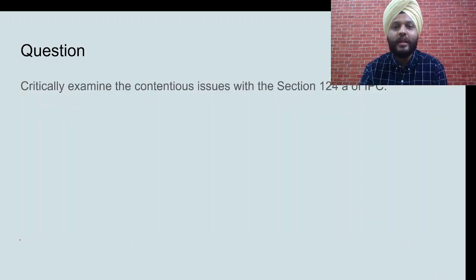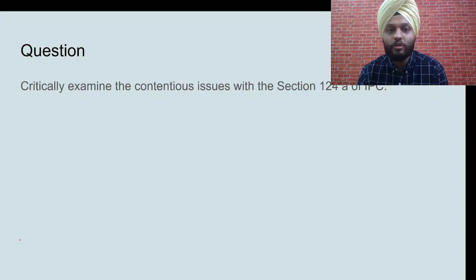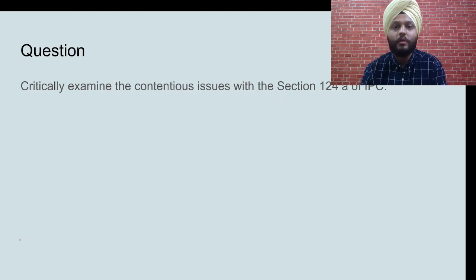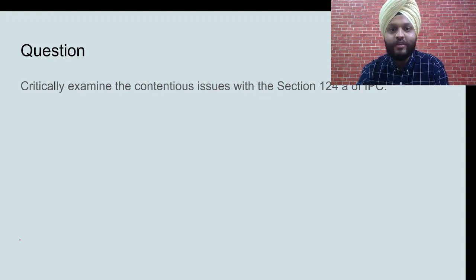So this is it. Now coming to the question with respect to UPSC Mains. It could be framed in many ways. I have chosen this: Critically examine the contentious issues with Section 124A of IPC. You can write it in 250 words because there are a lot of arguments one can give in favor and against. You can write it in whichever way. So this is all we have for sedition.